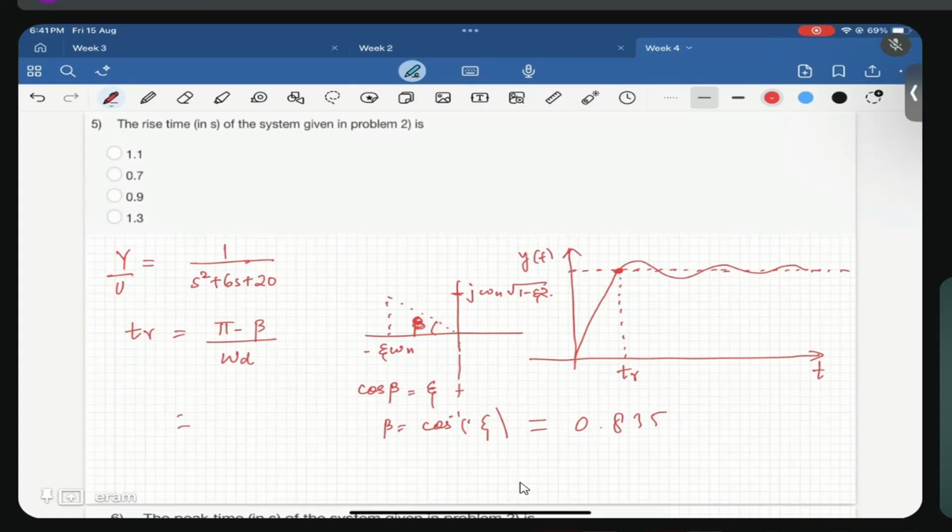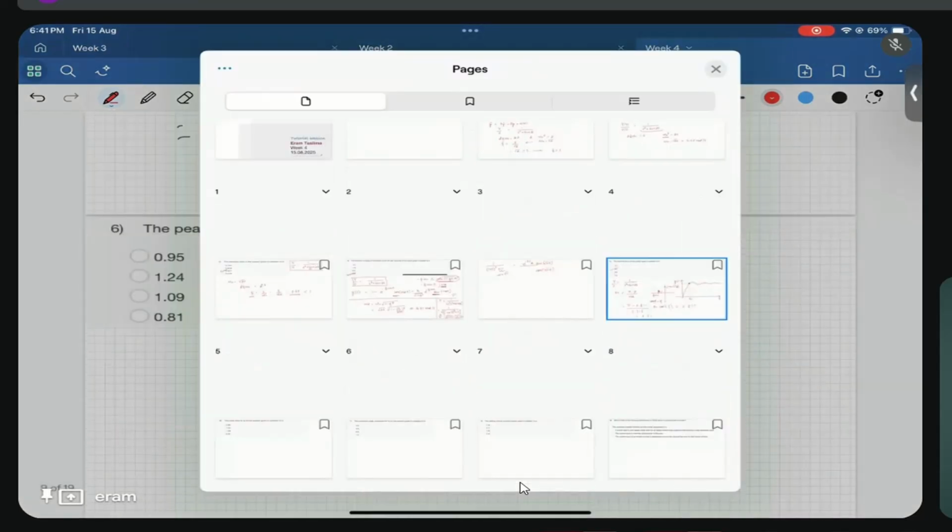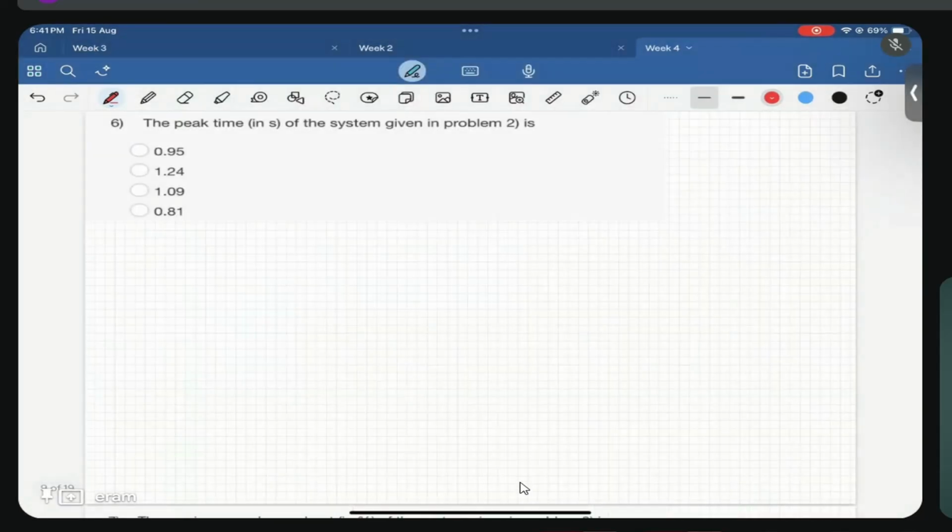So if you calculate tr, it will be pi minus 0.835 divided by 3.316, so this will be around 0.7 second. Okay, so option B, right? Okay, for the same problem, calculate the peak time.